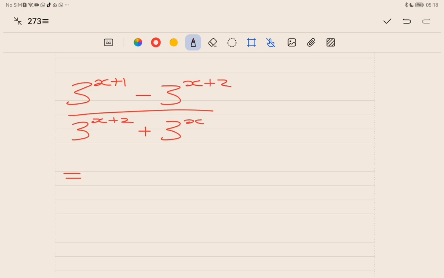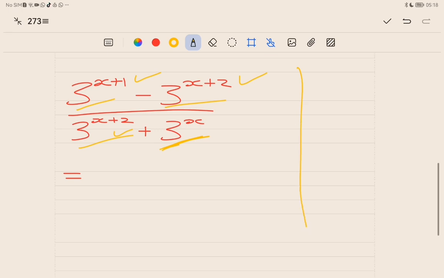But when it is in this way, can we take out the common factor? No, we can't. What we need to do first is to expand. We need to expand this, this, and this. This is fine. We need to expand this one, and this one. So how do we expand them?